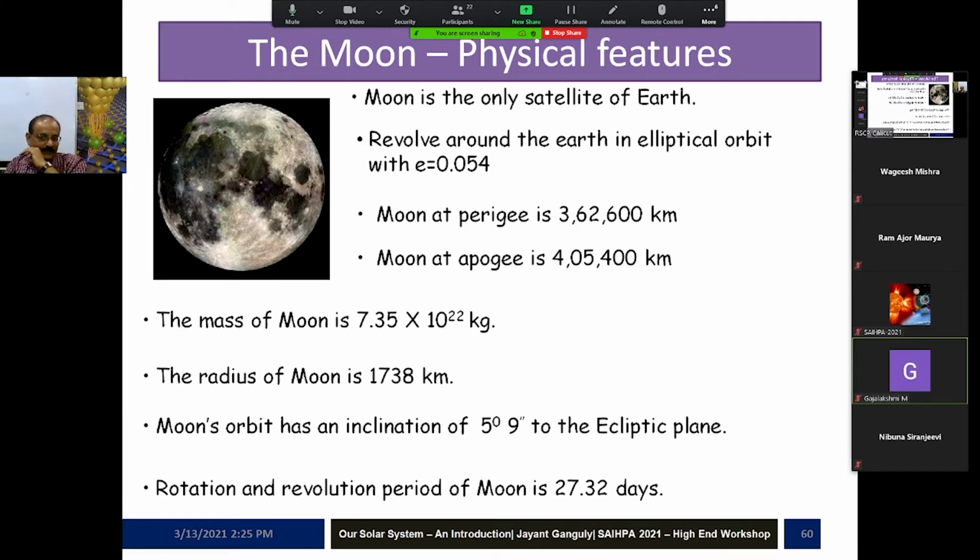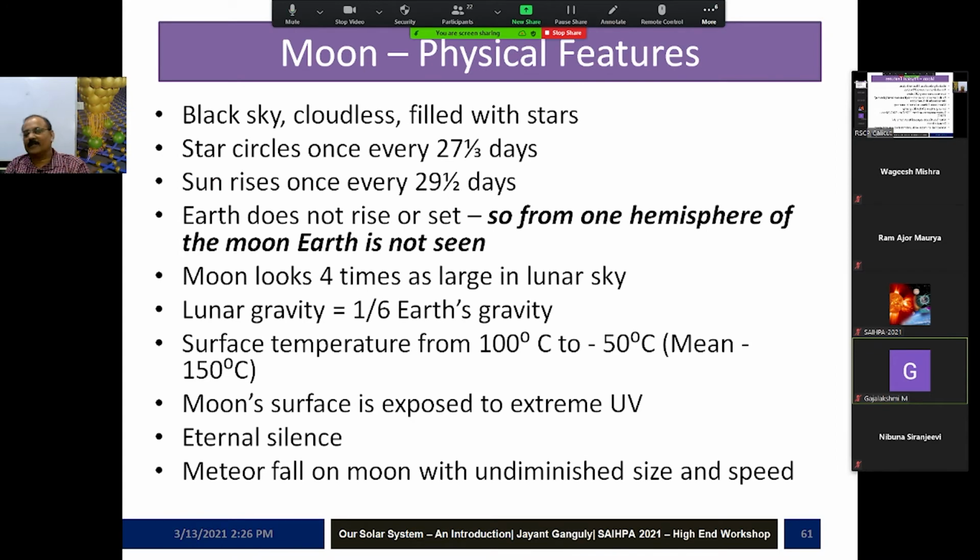Though it's a completely different type of world, which we will discuss, it is our own satellite. It gives us our light, and we get our eclipse phenomena and a lot of other things because of this. It has an axial tilt. So if you go to the moon, you see a sky which is pitch dark, fully dark, filled with stars. There is no blue sky and all. It is a dark colored sky, where you can see the stars.